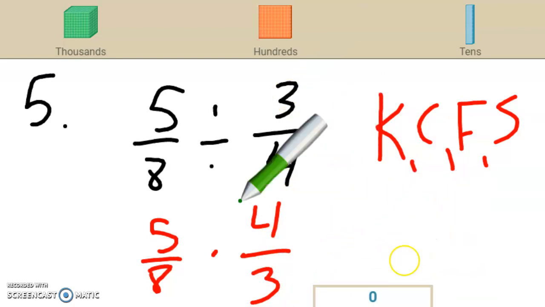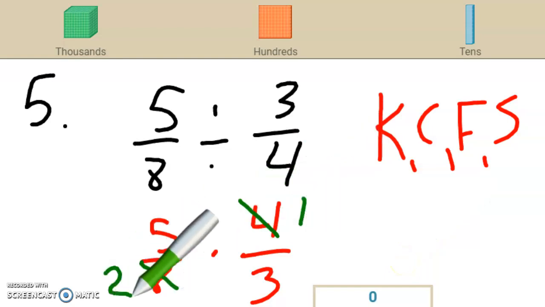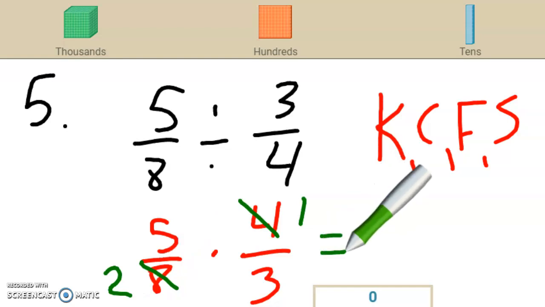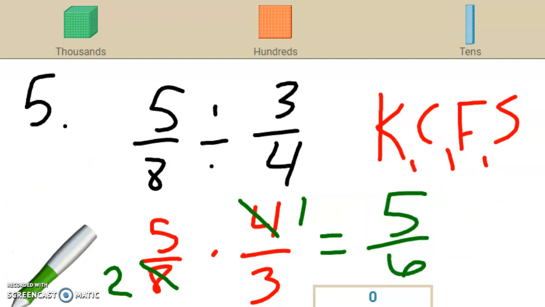So when I do this, I now have 4 divided by 4 goes once, and 8 divided by 4 goes twice. So that's my simplify piece. And now I'm just going to multiply it out. 5 times 1 is 5, and 2 times 3 is going to give us 6.